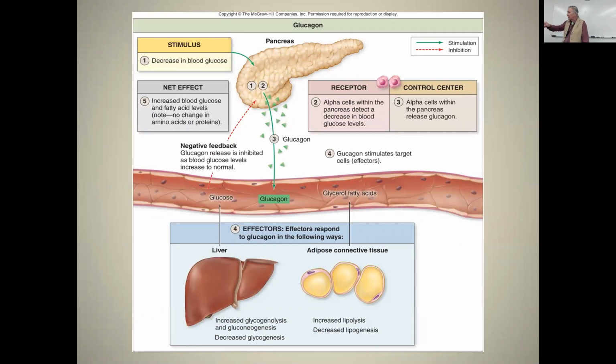Glucagon is the exact opposite. A decrease in blood glucose causes glucagon to be released by the alpha cells. It goes into the blood and does the exact opposite: increases glycogenolysis and gluconeogenesis, decreases glycogenesis, increases lipolysis, and decreases lipogenesis. So glucose goes back up to where it should be. This is negative feedback on the alpha cells. We can stop glucagon because we're all set, back to normal. Again, the receptors and control centers are right there in the islet cells.